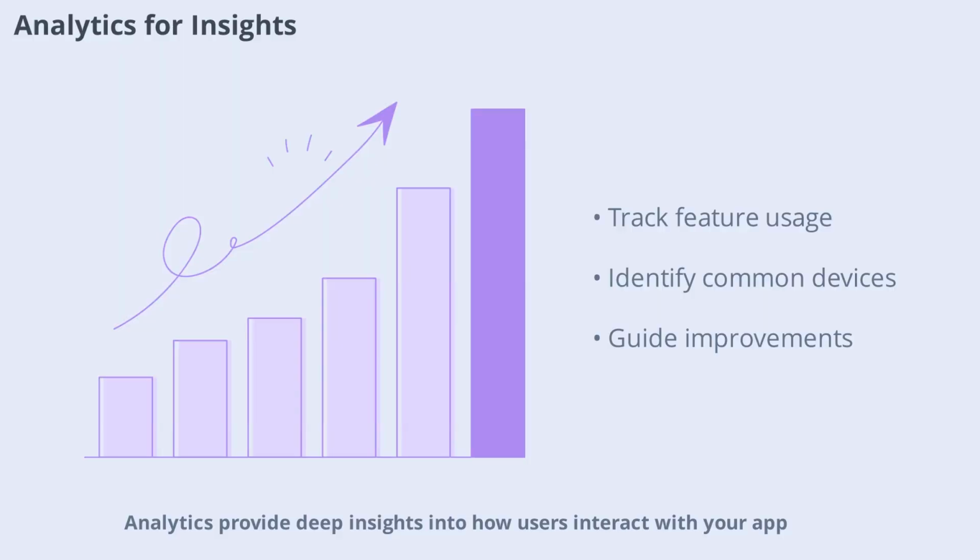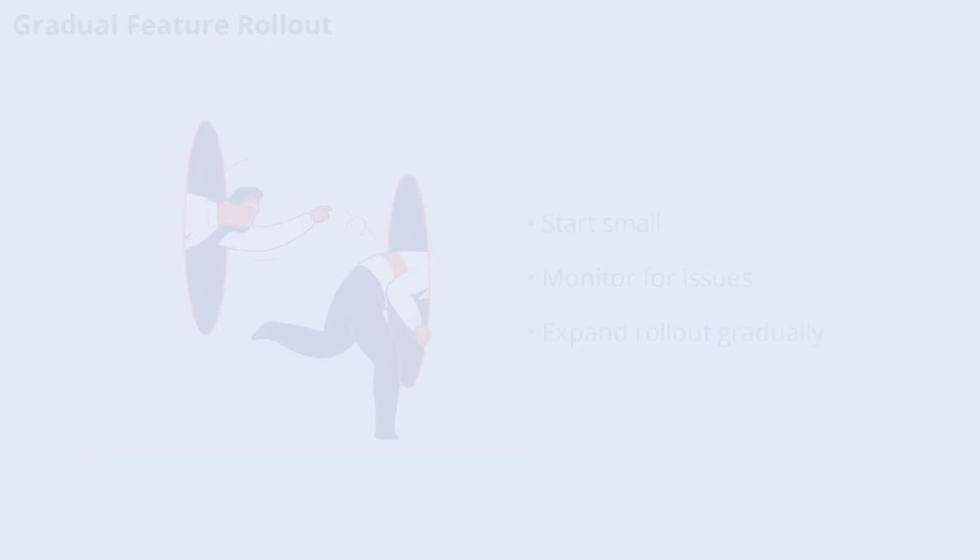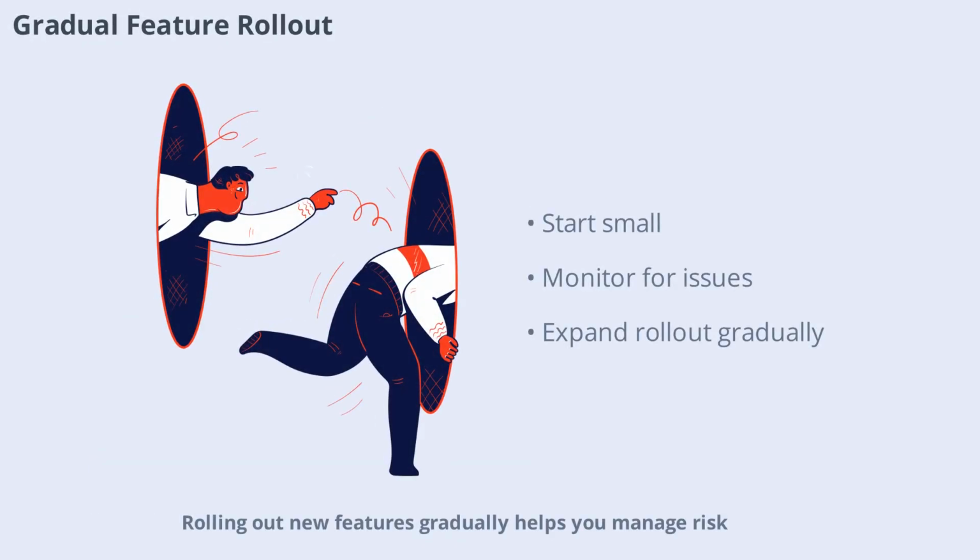Analytics provide deep insights into how users interact with your app. Track which features are most popular, which devices are most common, and where crashes occur. Use this data to guide your compatibility efforts and prioritize improvements. Rolling out new features gradually helps you manage risk.